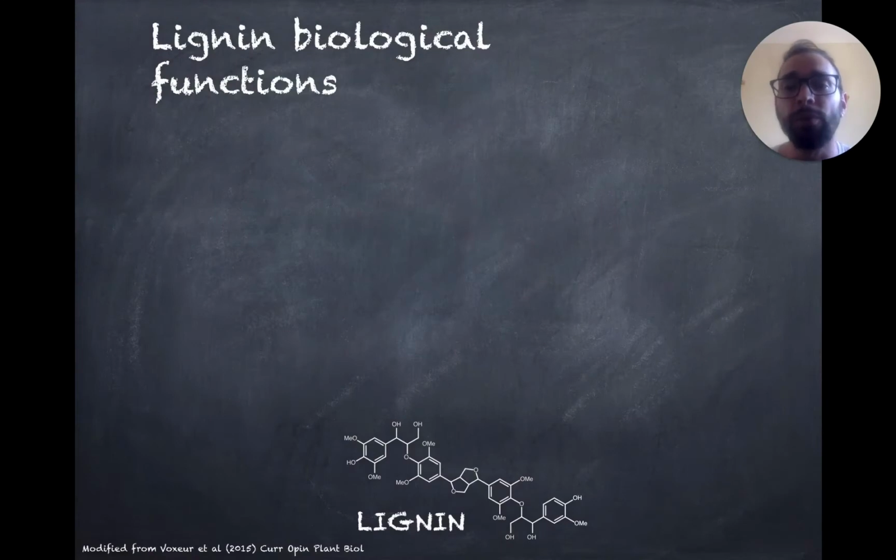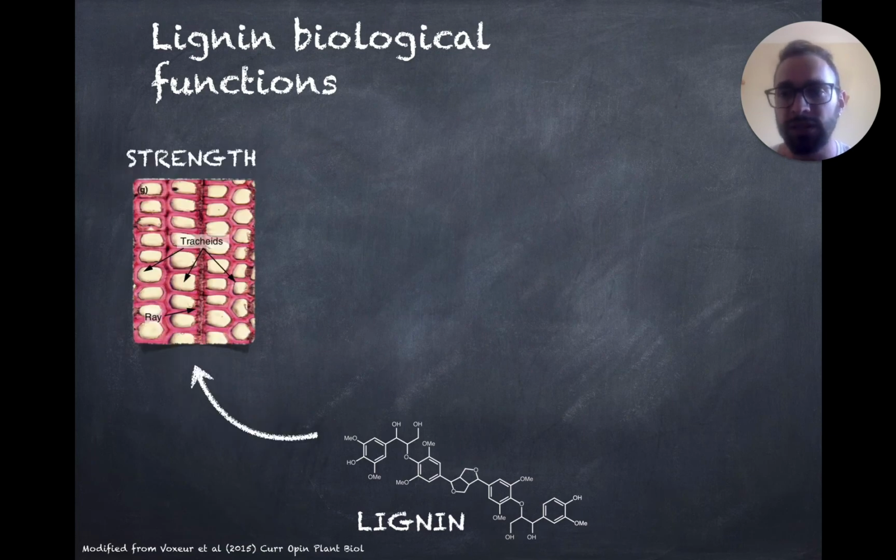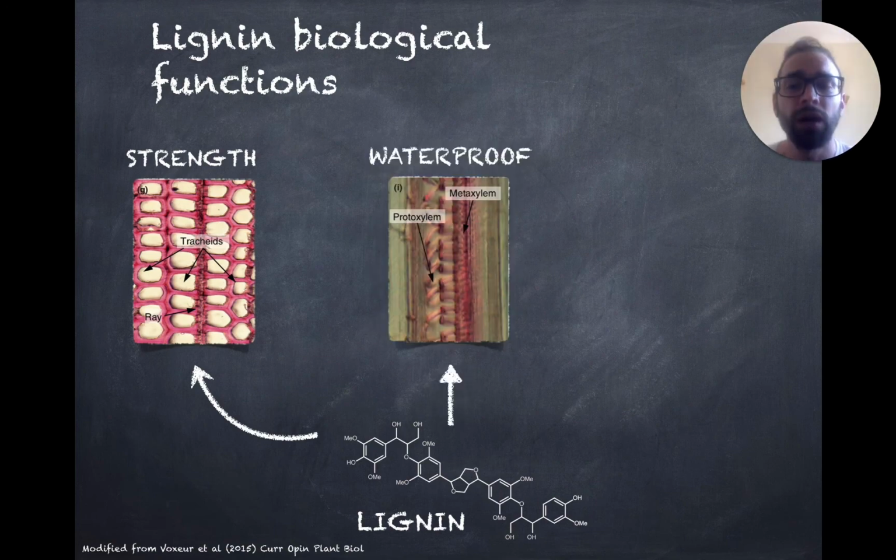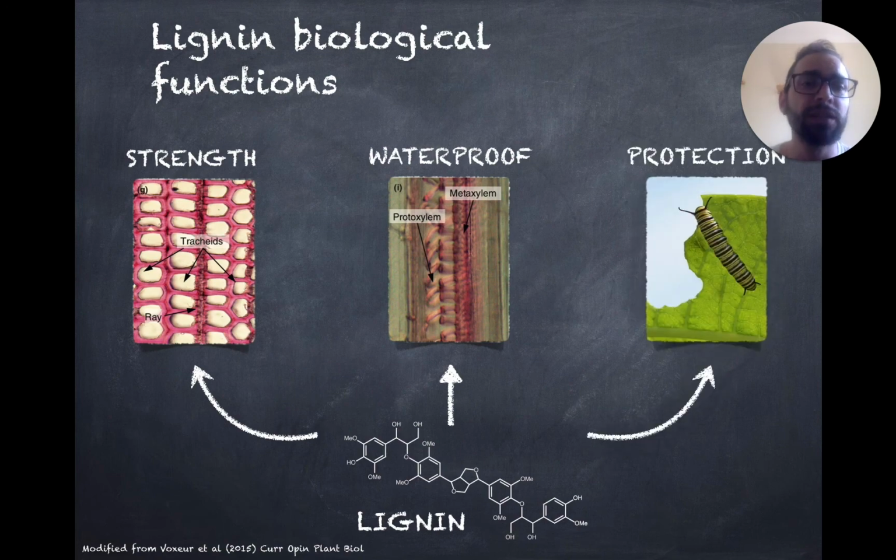Lignin is very important for plant growth and development because lignin performs basically 3 biological functions. First, lignin provides mechanical strength to supportive tissues, so it allows the plant to stand upright. Lignin also waterproofs the xylem cells, so it allows a very efficient transport of water and nutrients throughout the plant body. And also lignin is a barrier against herbivores and pathogens, so it protects the plant against these biological stresses.